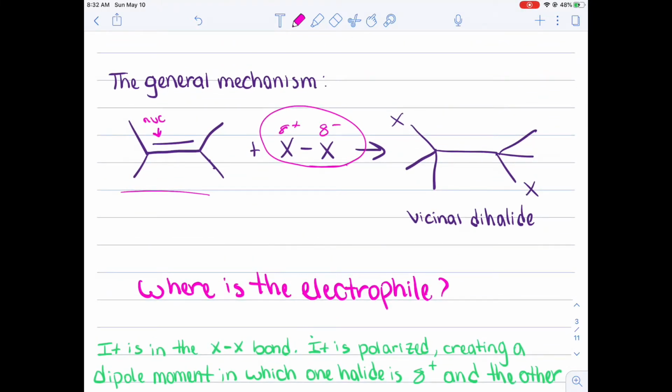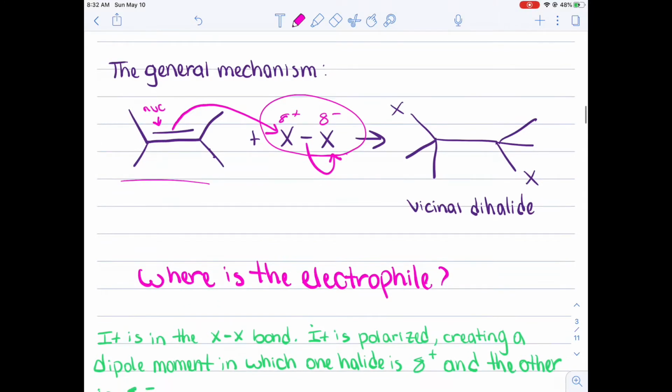Therefore, when your alkene attacks, it's going to attack the partially positive halide. The electrons will expel onto the partially negative, and it'll create a carbocation, which the partially negative halide is then going to attack and form a bond with, therefore giving you the vicinal dihalide product.